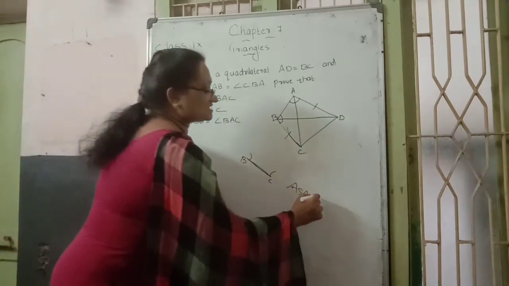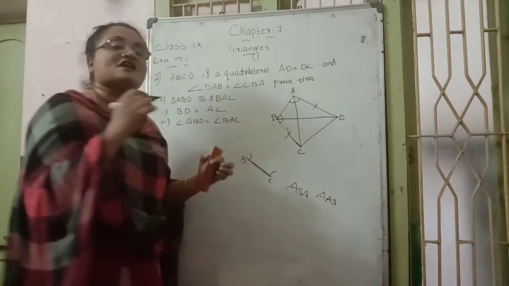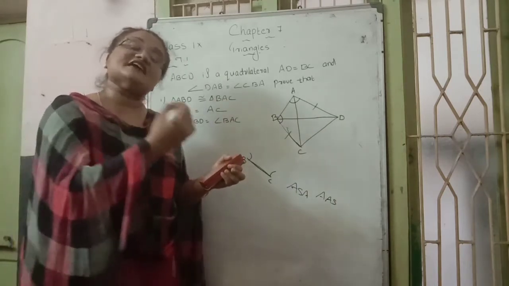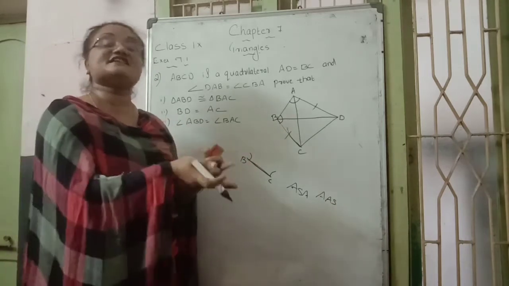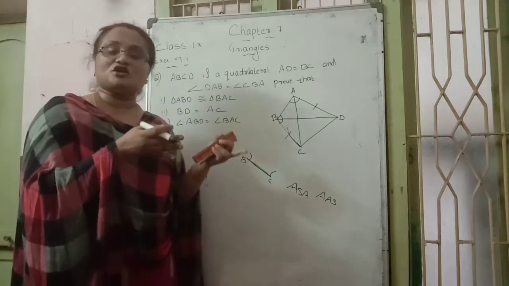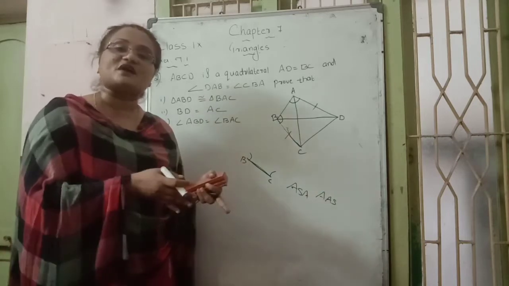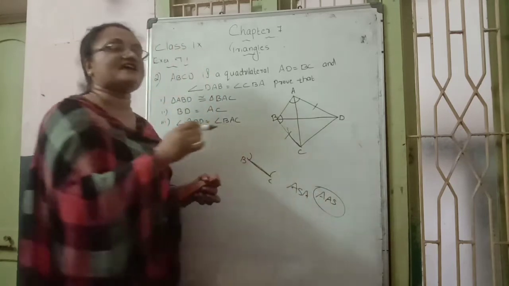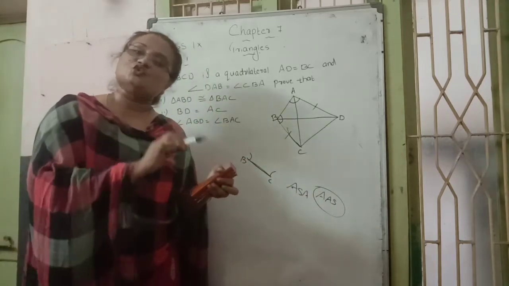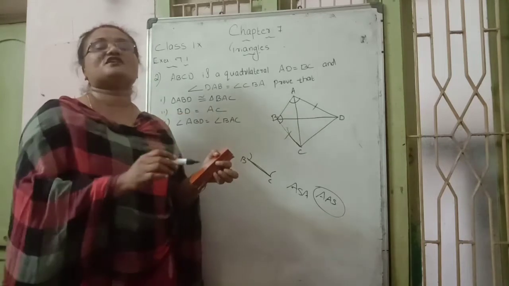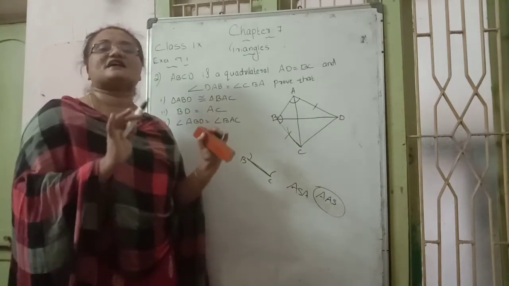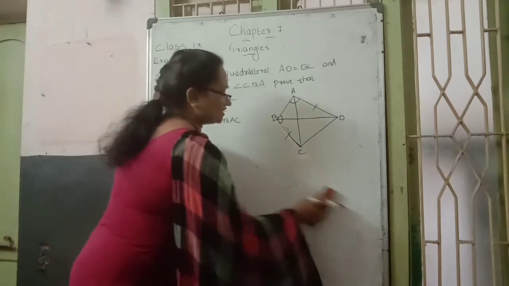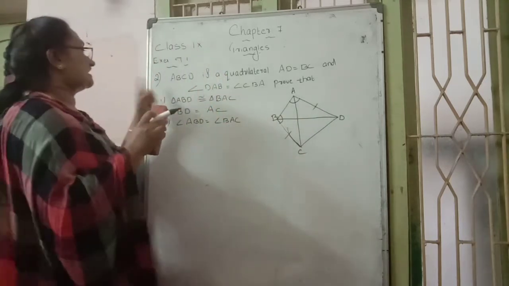One more property is the AAS property. AAS means two angles and any other side, not the included side, of that triangle. If any side of the triangle belongs, we can say it satisfies the AAS property. I hope you can understand this. So now we are going to do the second question of the exercise.